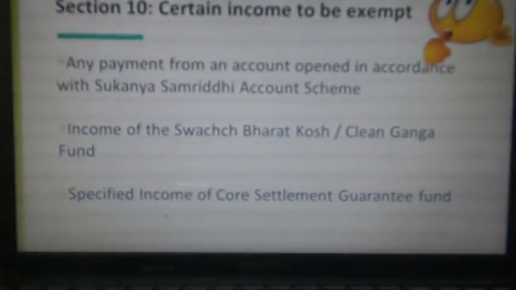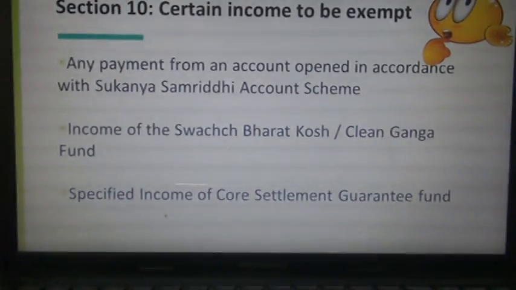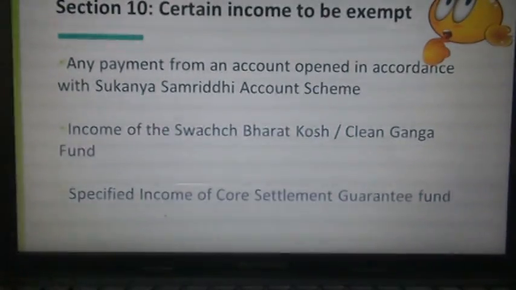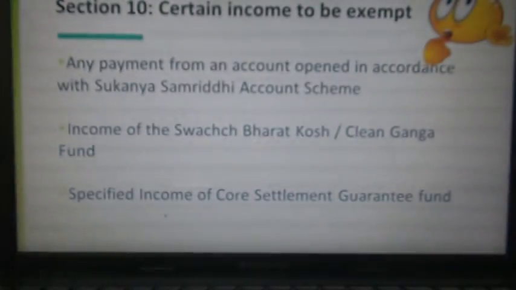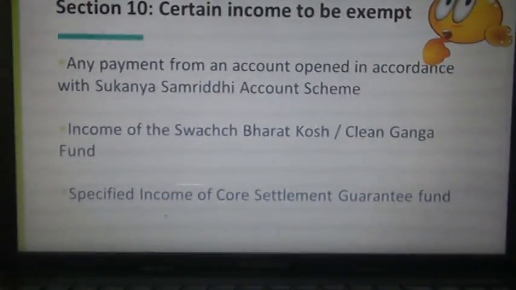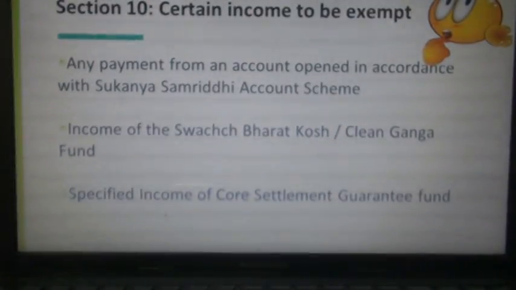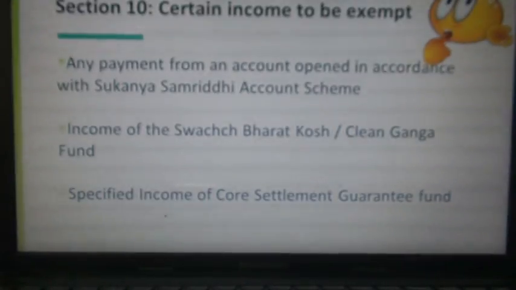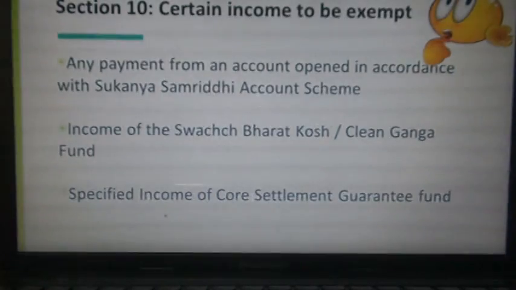Coming to the next amendment, Section 10. As we all know, Section 10 talks about exempt incomes. The amendments that have been covered here are, I would say, corresponding amendments to certain amendments that have taken place to other sections. For example, under 80C, any amount which you contribute to a Sukanya Samriddhi account scheme has been now made an eligible investment for 80C purposes.